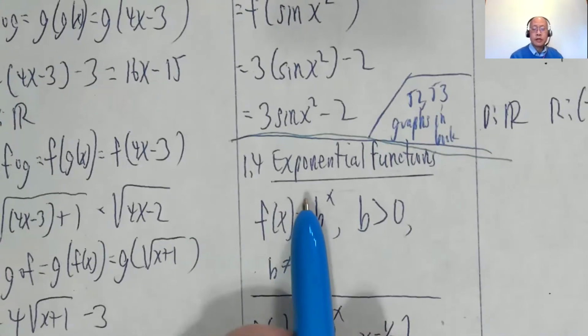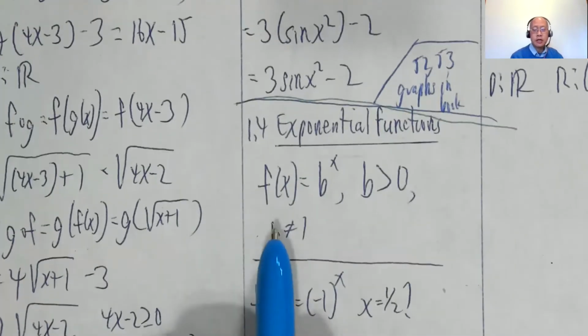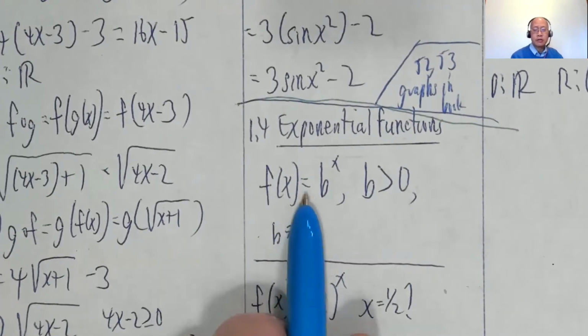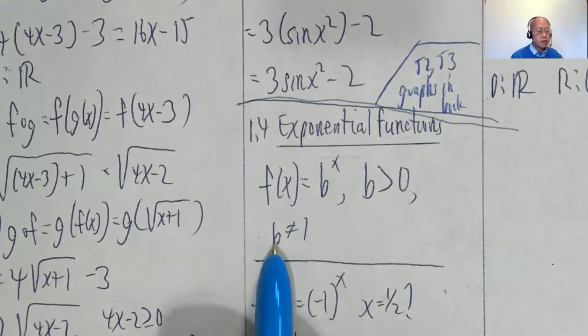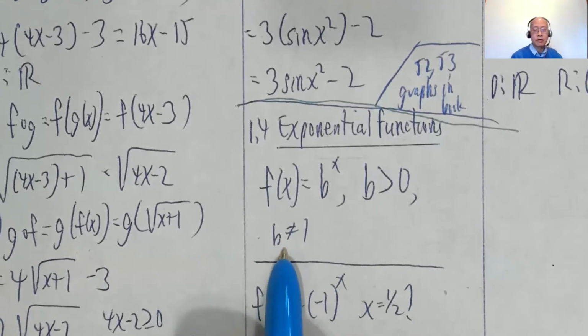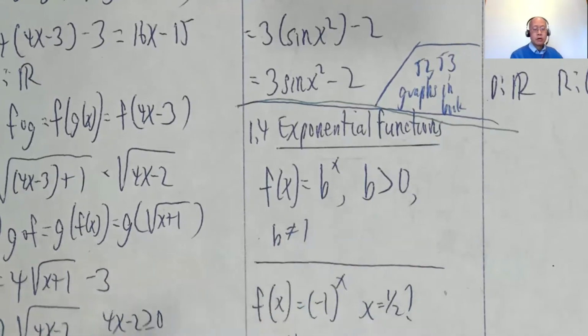All right, 1.4, we're dealing with the exponential functions. It's a function of the form f of x equals b to the x power, where b is positive, but usually we don't allow b to be equal to 1. b is not equal to 1 because that's too trivial. Okay, so 1.4, the homework was 1 to 21 odd. So I'll show you those problems on page 53.